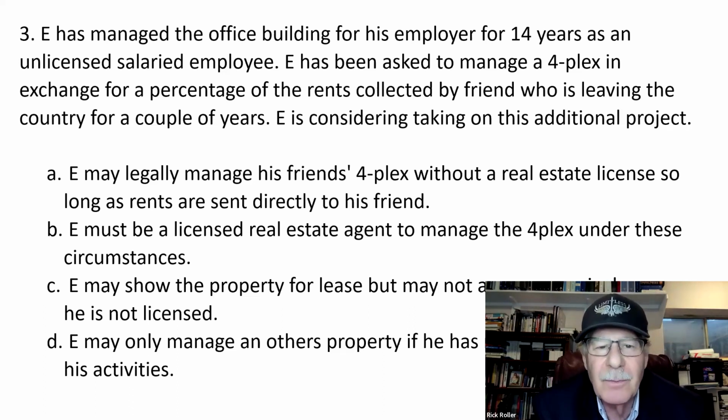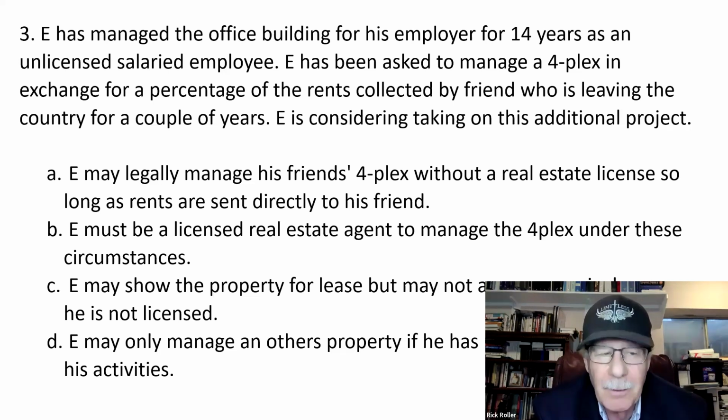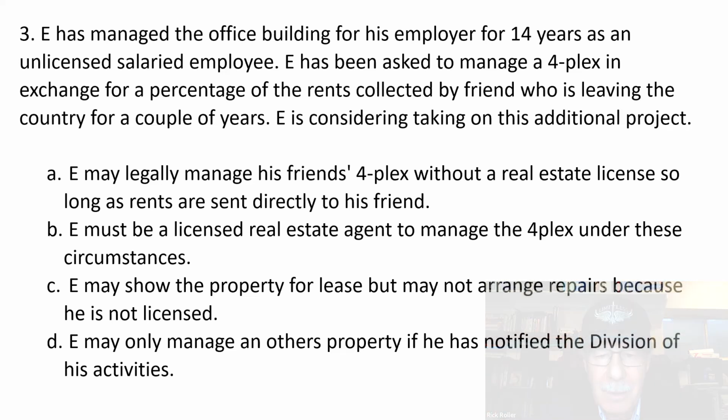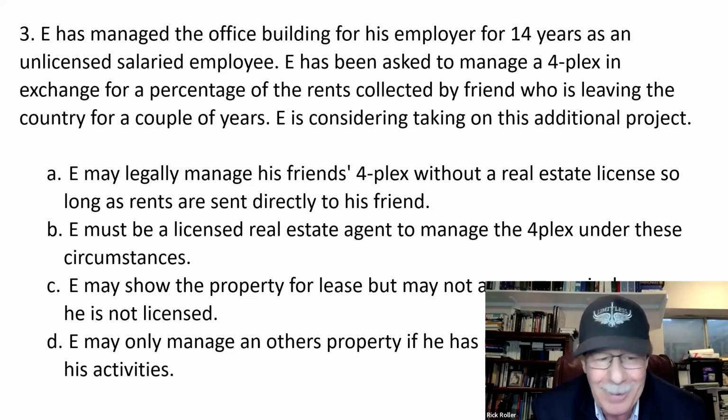B, E must be a licensed real estate agent to manage the fourplex under these circumstances. Okay, so here are 2 that are diametrically opposed. If A is right, then B can't be right. But if B is right, then A can't be right. Let's hang on to that. Let's go to C. E may show the property for lease, but may not arrange repairs because he's not licensed. Okay. Calling a plumber is more administrative than a lot of things that you can do.